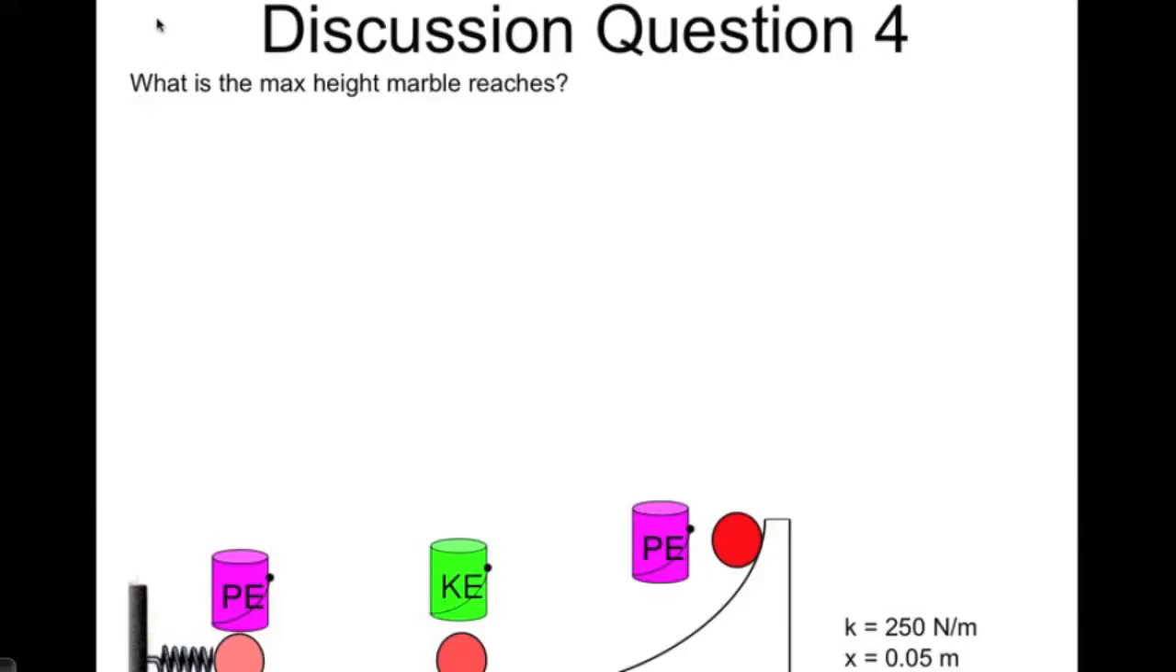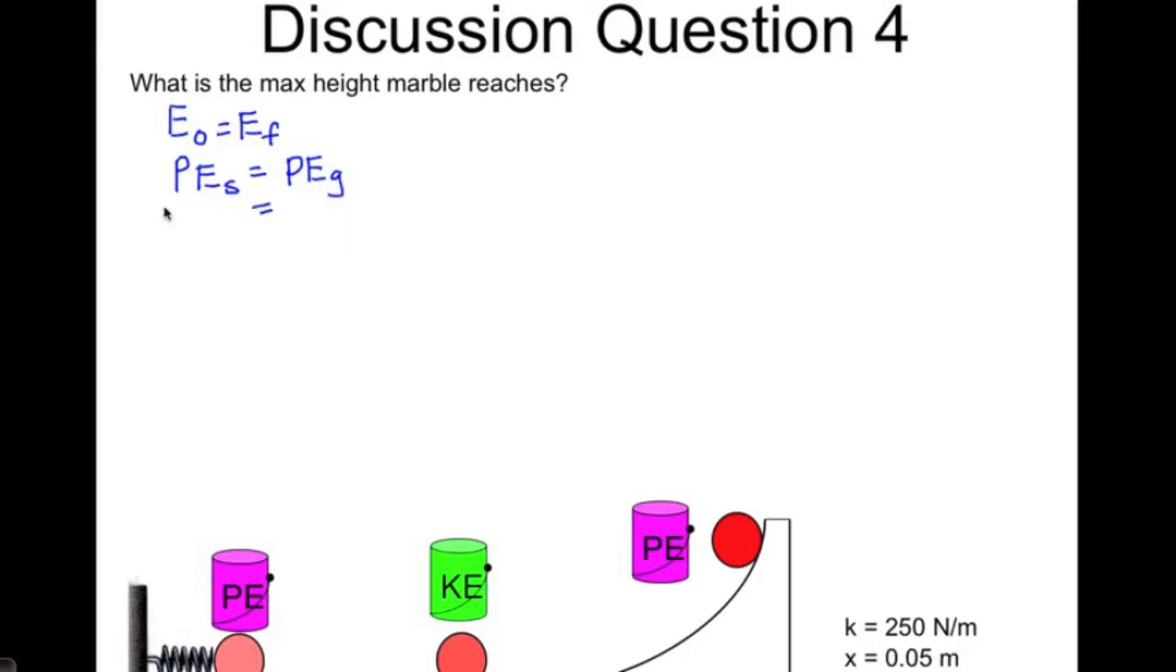Okay, if we want to know the max height that the marble's going to reach, we need to talk about its initial and its final positions. Well, our initial is going to be right here when it's connected to the spring, and our final is going to be over here when it reaches its max height. So the initial energy that it has is only spring potential energy, and the final energy that the marble has is only gravitational potential energy.